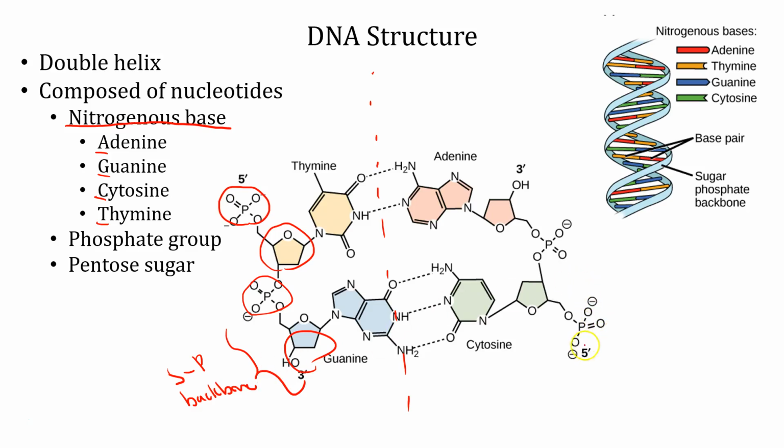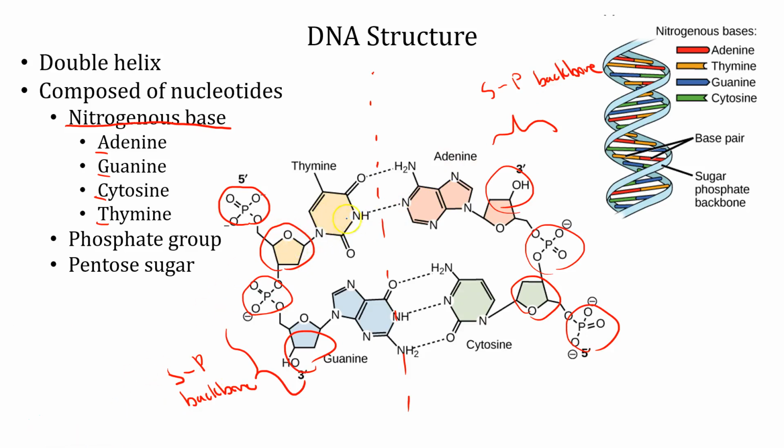And that's also going to be found on the other side. There's a phosphate and there's a sugar. And there's a phosphate and there's a sugar. So this is also called the sugar phosphate backbone. So these are the two sides of the ladder. And then in the middle are the base pairs.